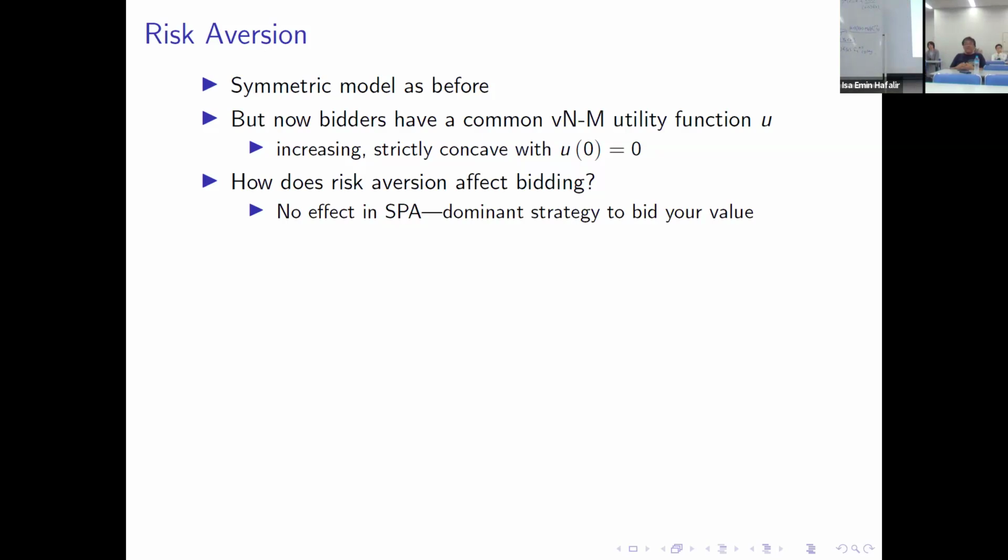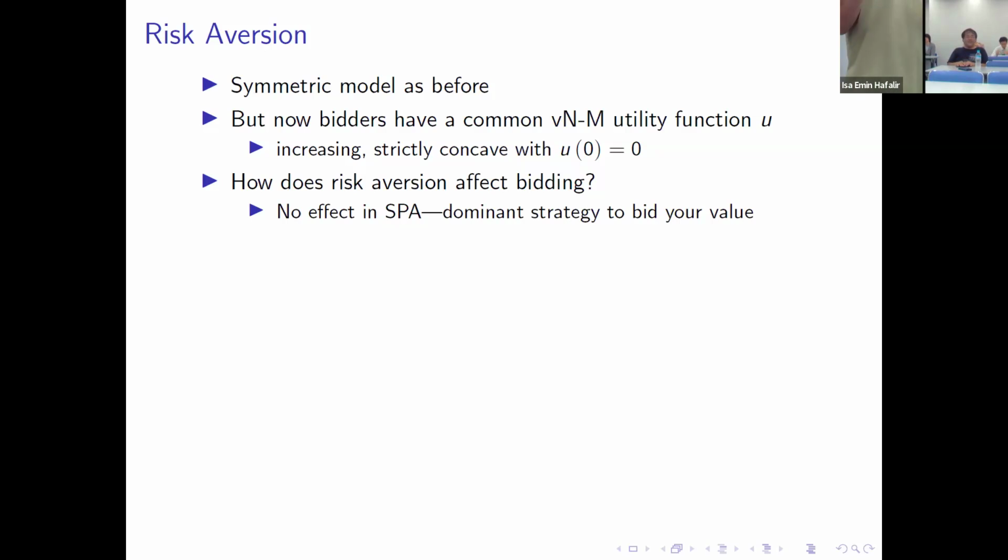So for risk aversion, I'm going to still have a symmetric model. So I'm going to still assume that there are n bidders. All of them have independently distributed private values, and these are identically distributed, so it is symmetric. But the only thing that I will change is that rather than assuming that they have a risk-neutral utility function, I'm going to assume that they have a von Neumann utility function, which is strictly concave. Now, of course, this can be done in different ways, and the way that we will model, I really cannot argue that this is the most natural one. But think about the following.